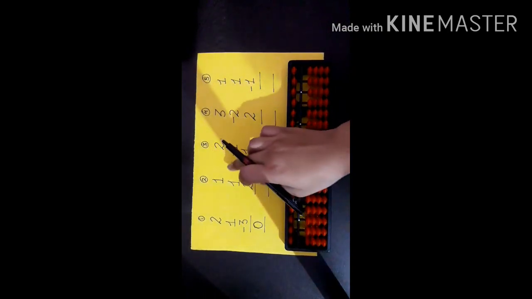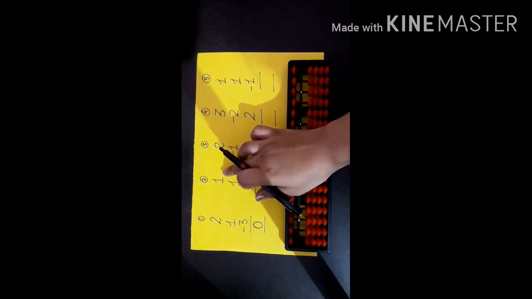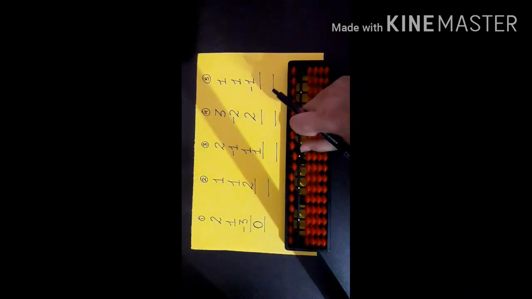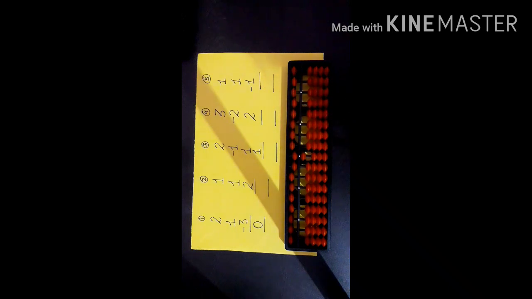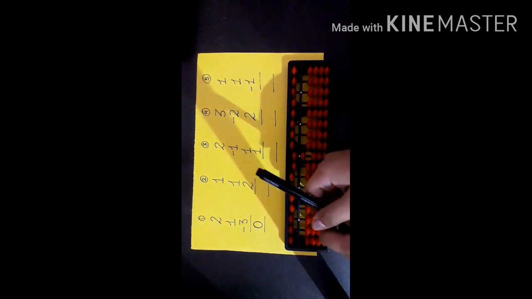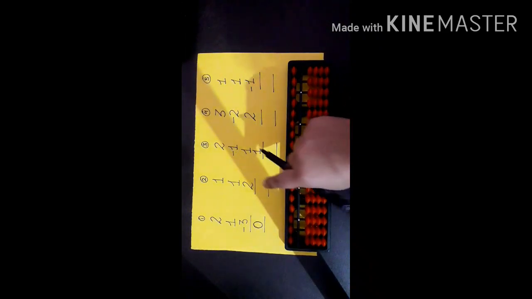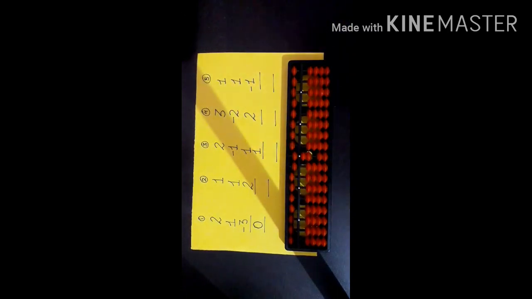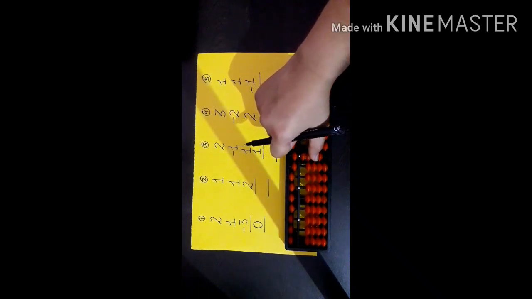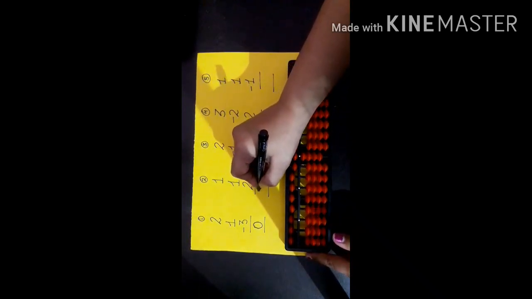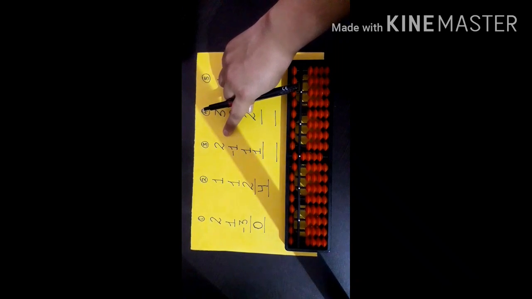Now our next sum, 1. 1 means you have to add 1. Use your thumb, 1. You have to hold your pencil like this. I am using a pen, you will use your pencil. So 1. Then again you have to add 1. Then you have to again add 2. 1, 2. See what is the answer? 1, 2, 3, 4. The answer is 4.